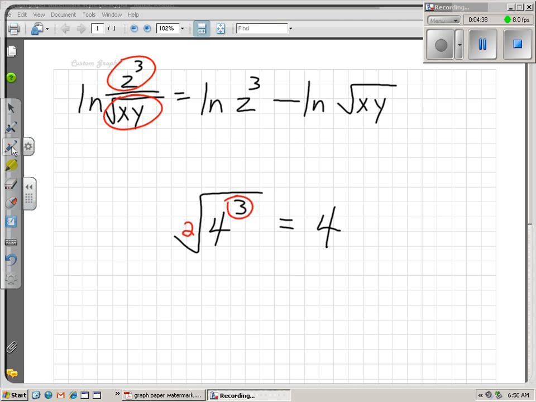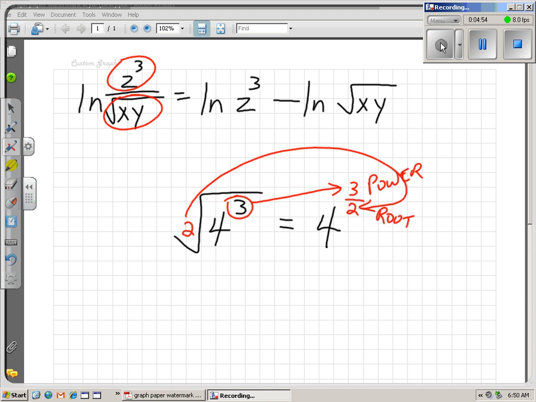Another way of writing that is 4 raised to the 3 over 2 power. Notice that my power goes on top, and my root goes on bottom. So power on top, root on bottom. All right, so we can rewrite any root as the base raised to a fractional exponent. And that's what we're getting ready to do with that x and y up there.